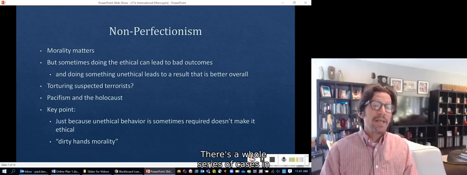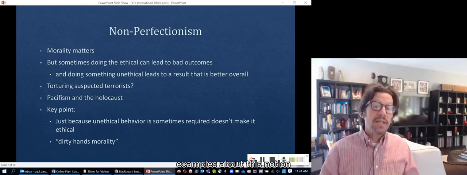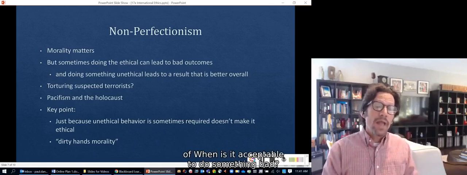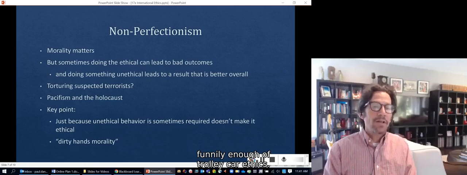There's a whole series of cases and examples about this notion of when is it acceptable to do something bad. And it goes under the name, funnily enough, of trolley car ethics.